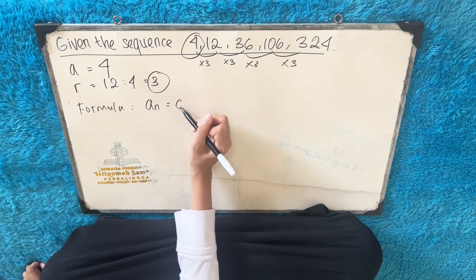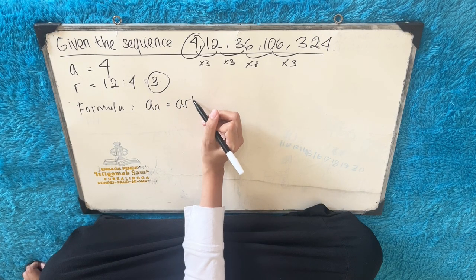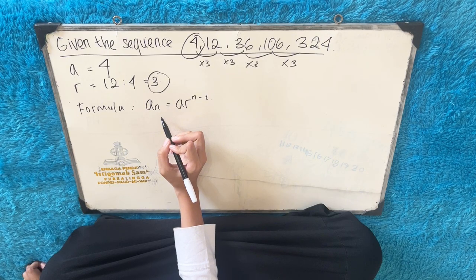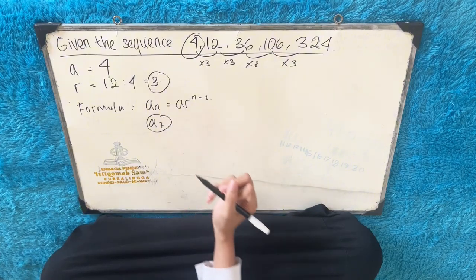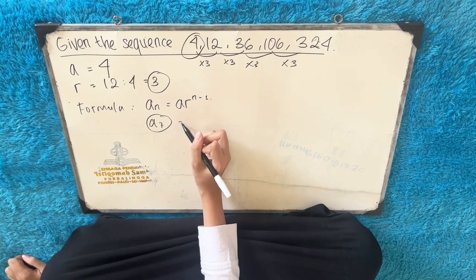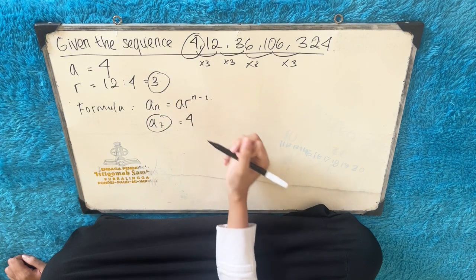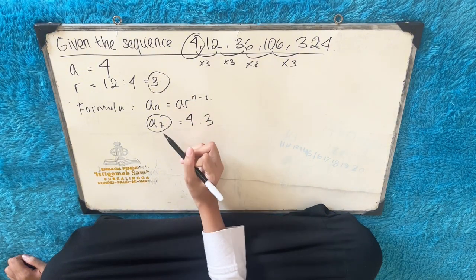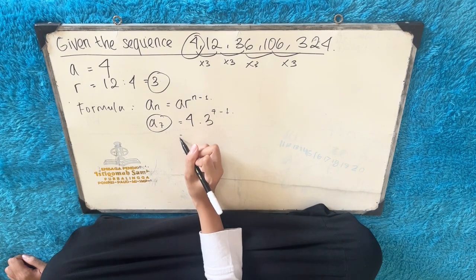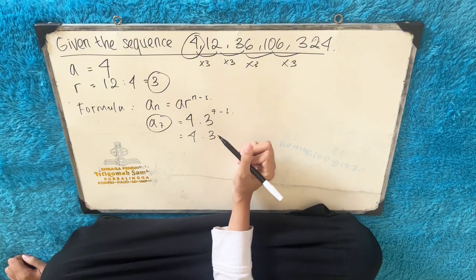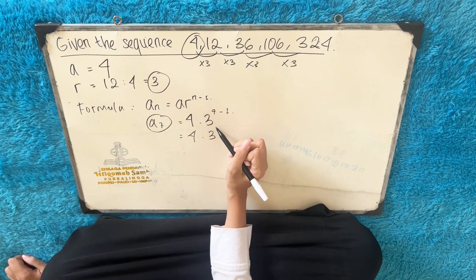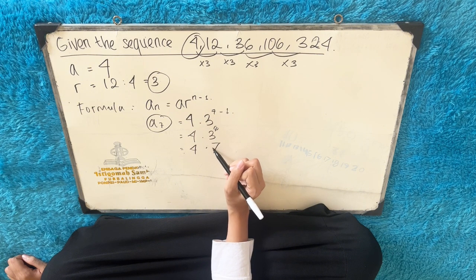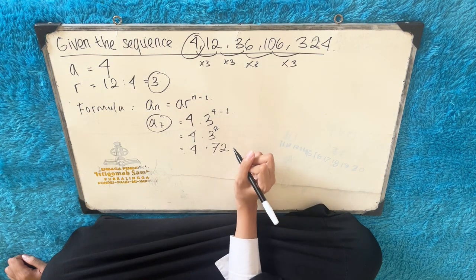Okay, we use this formula: a sub n equals a times r raised to n minus 1. So a sub 7, a is 4 and r is 3, and n is 7 minus 1. 4 times 3 to the power of 7 minus 1, which is 6. So we get 4 times 729, which is 2,916.